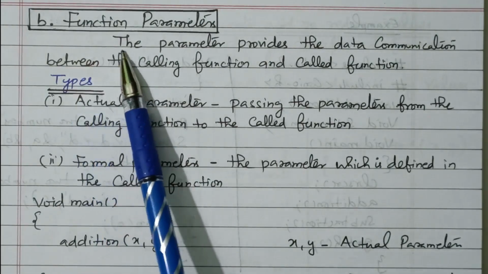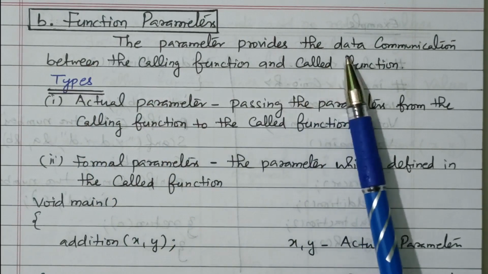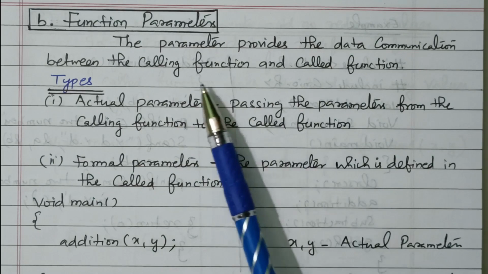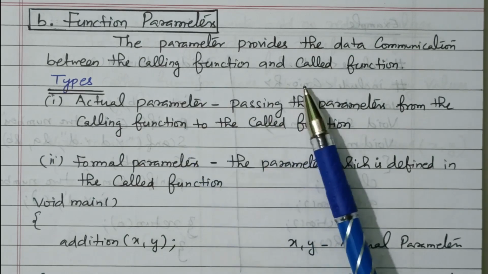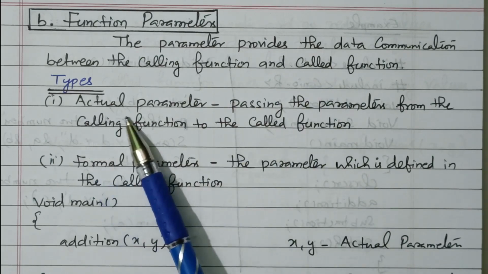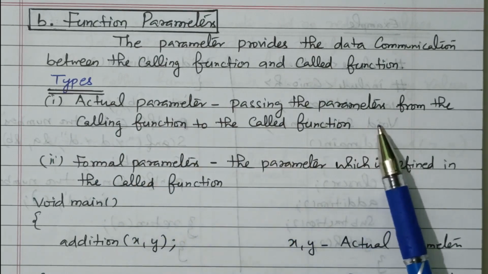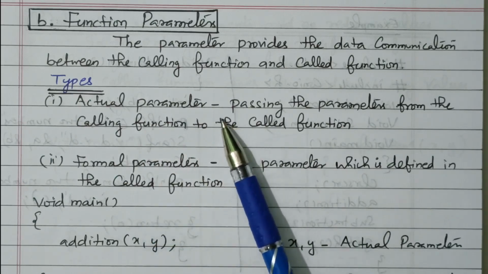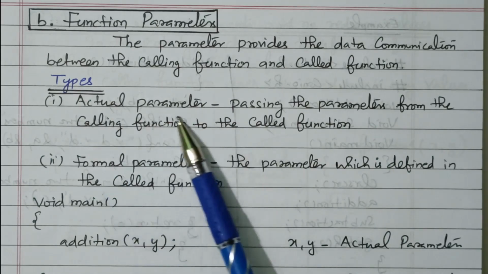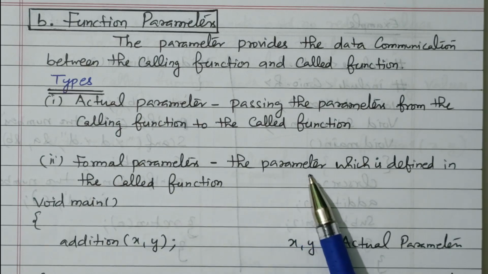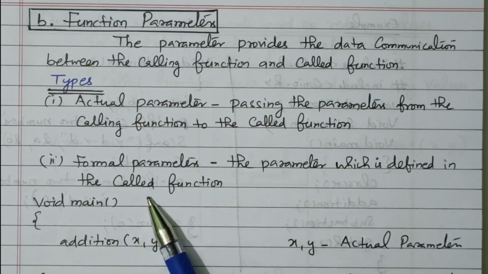So we will see function parameters. The parameters provide the data communication between the calling function and the called function. The calling function is available in the main program. The called function is the function that is available outside. There are two types. Actual parameter: the parameter passed from the calling function to the called function, that is, in the main program. What we pass in the main program is called the actual parameter. Formal parameter: the parameter which is defined in the called function. Called function means it is a subprogram, a function program.